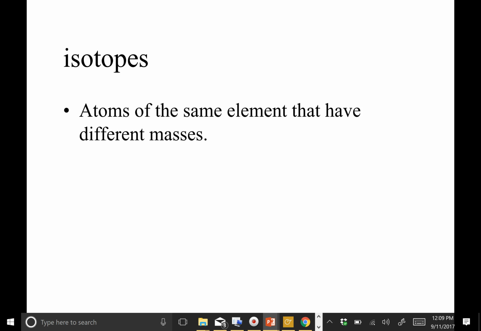So what we're leading to is, now back to the same element with different mass numbers, this idea of isotopes. Isotopes are atoms of the same element, same number of protons in the nuclei, but they have a different number of neutrons. And when it comes to weighing an atom, we talk about atomic weight. The things that bring mass are protons and neutrons, so they will weigh differently.